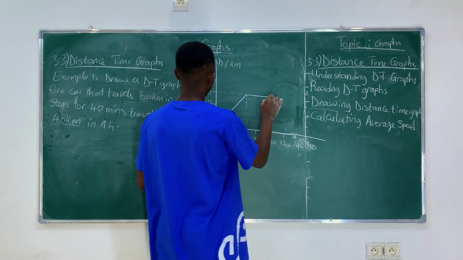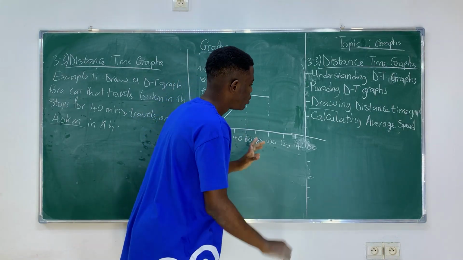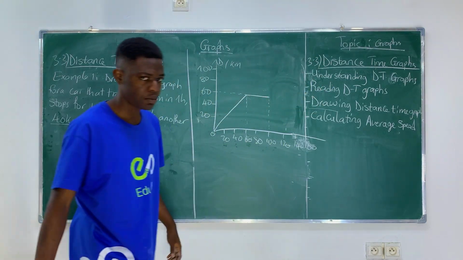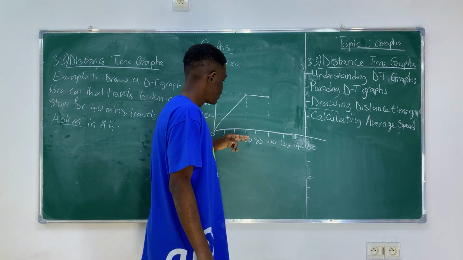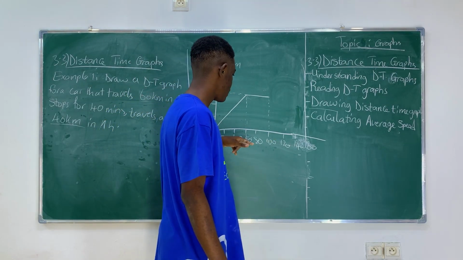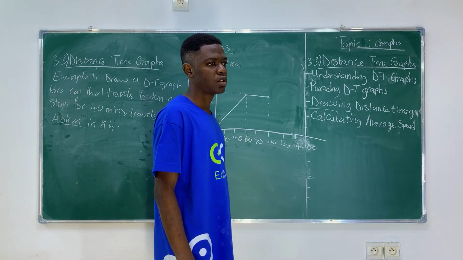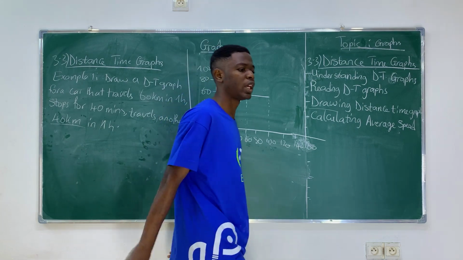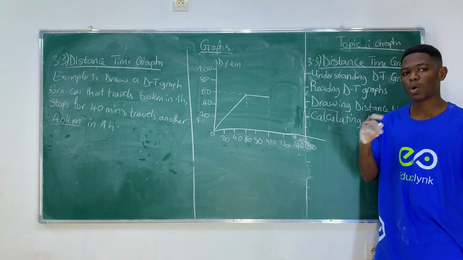It's not telling me that he was coming back, to be like travel. So this was him. He moved 60 kilometers in 1 hour, 60 minutes, and stopped. He stopped moving for 40 minutes. After, he traveled another 40 kilometers again in 1 hour. So he moved another 40 kilometers per 1 hour.